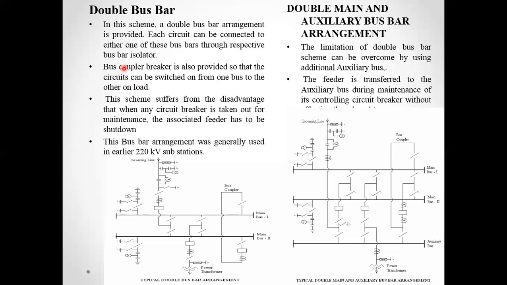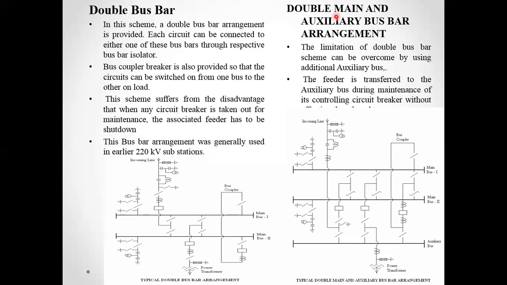So this is a very important couple, that is the breaker. Then this scheme suffers from the disadvantage that when any circuit breaker is taken out for maintenance, the associated feeder has to be shut down. Whenever we take out the circuit breaker, which is mainly used for the protection of the grid. This bus bar arrangement is generally used in nearly 220 kilovolt substations. One disadvantage is that when we remove the circuit breaker, the feeder will shut down.